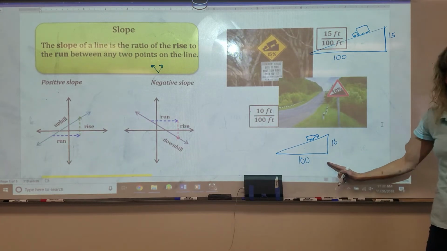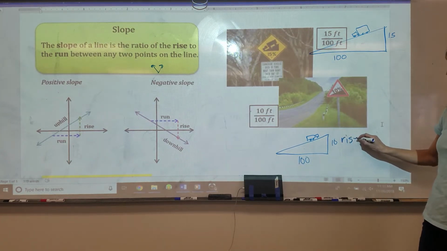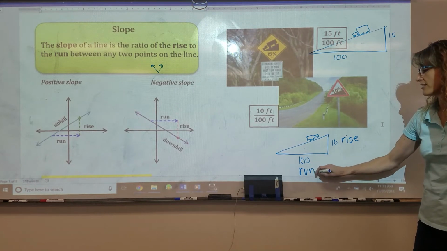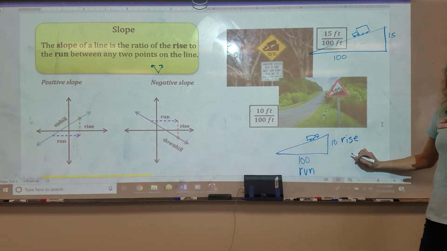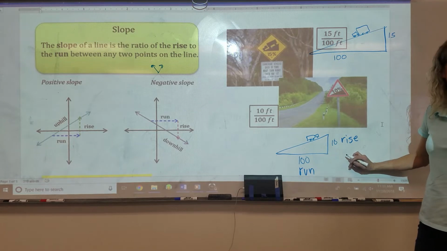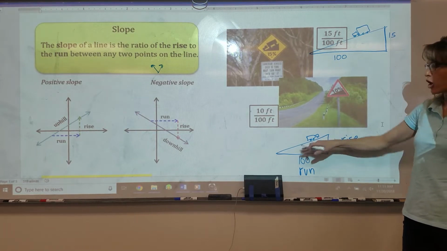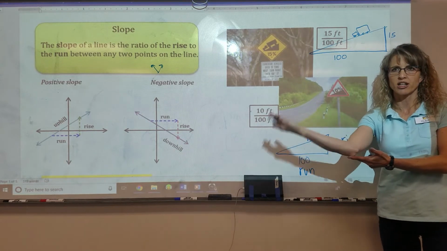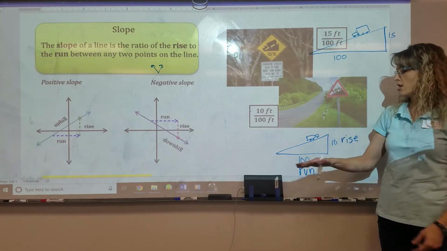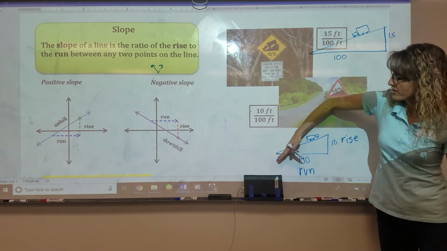Maybe we have a name for that in math. We call it a rise, and we call it a run. So our grade in math, we call it the slope. When you think of a ski slope, it's got steepness, right? There's different levels of slopes. So the steeper the slope, the higher the number.